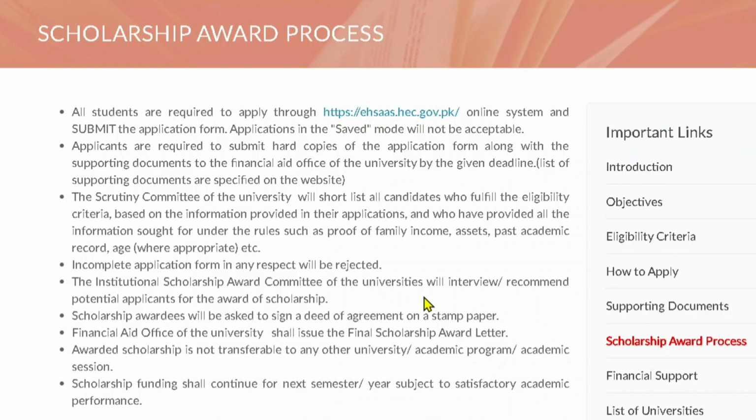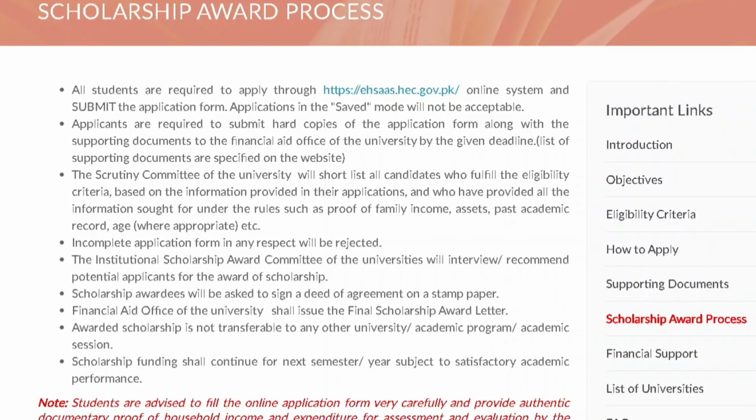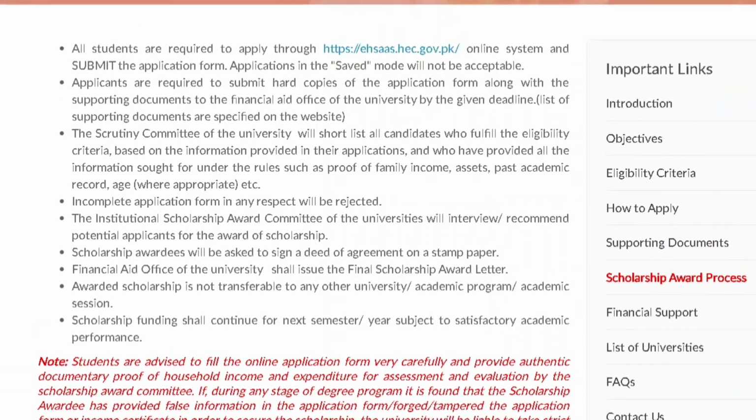Scholarship awardees will be asked to sign a deed of agreement on a stamp paper. You have to sign one agreement, and the financial aid office of the university shall issue the final scholarship award letter. The awarded scholarship is not transferable to any other university, academic program, or academic session. The scholarship funding shall continue for the next semester or year, subject to satisfactory academic performance. It means if your performance is not good, then maybe your scholarship will be discontinued and it will not continue the next semester or next year. So this is the scholarship award process.